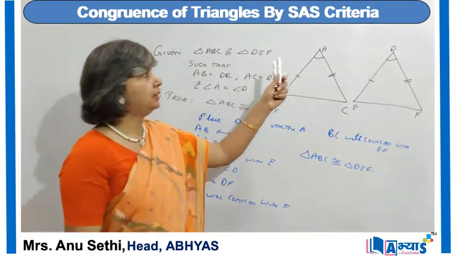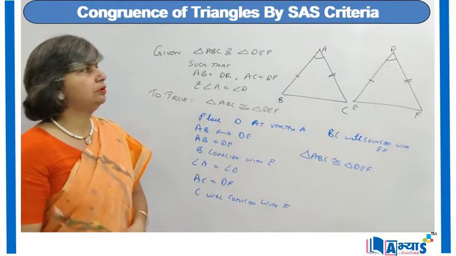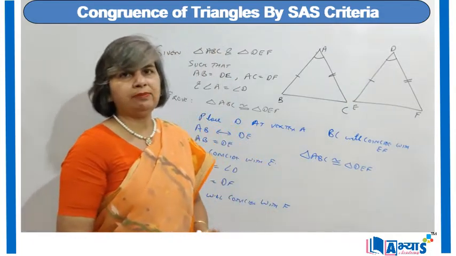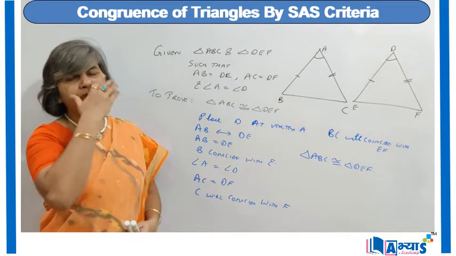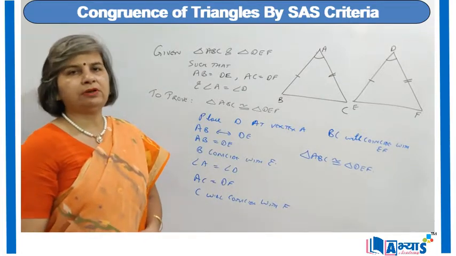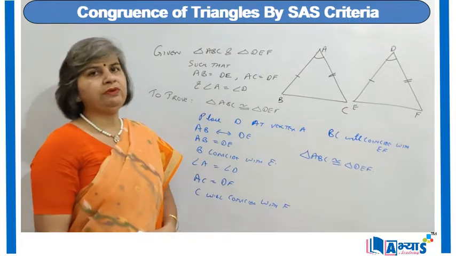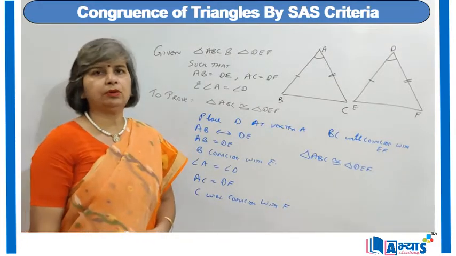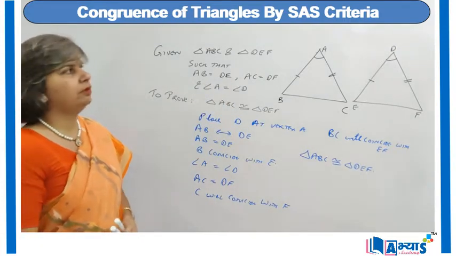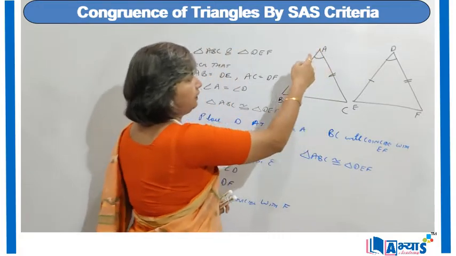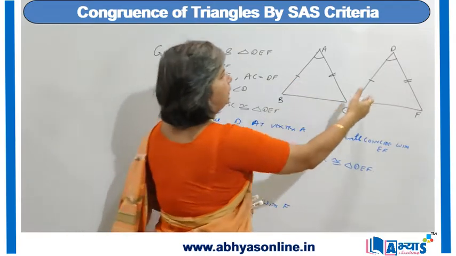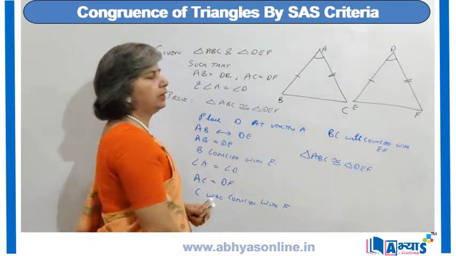For this we have taken that it was given that AB is equal to DE and AC is equal to DF and angle A is equal to angle D. That means two sides and the angle included between them are equal to the corresponding two sides and the angle of the other triangle, and it was given to us, and we were supposed to prove that the two triangles are congruent. So for this, what we have done, we have placed the vertex D at vertex A. Now when D has been placed at A, we have tried to align AB with DE, that means we are trying to overlap this DE side with AB side of triangle ABC.